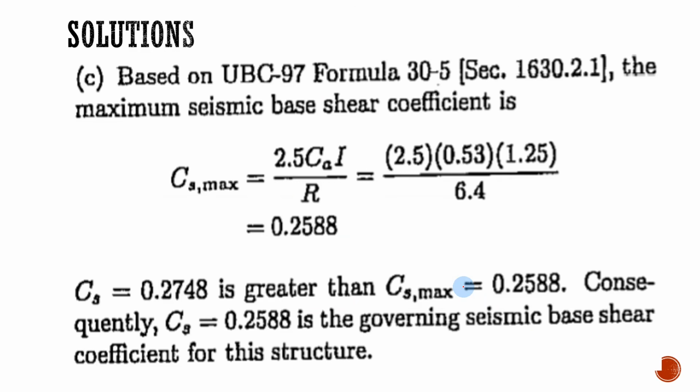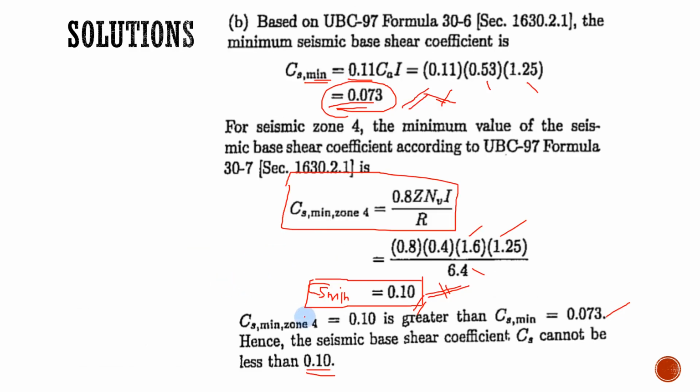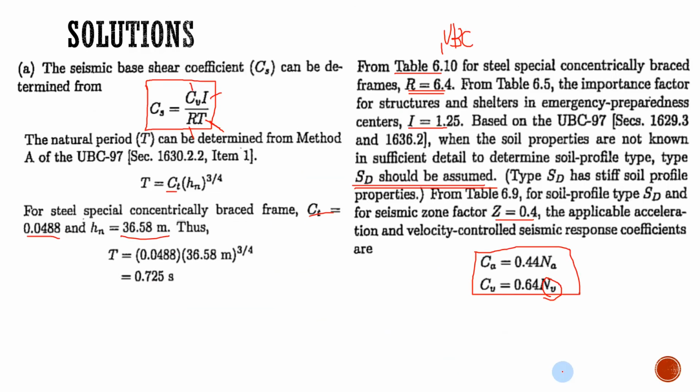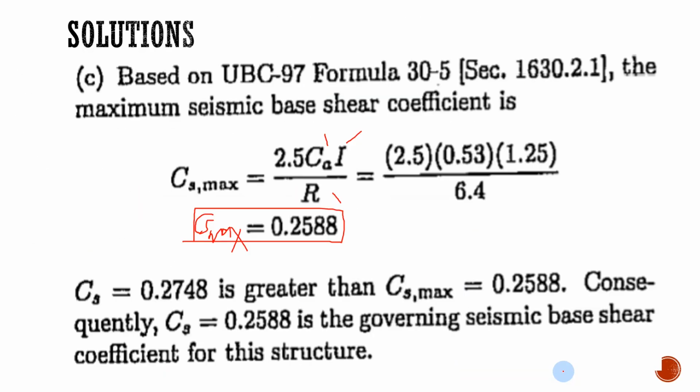For C, based on UBC 97, the maximum seismic base shear coefficient is given by this formula. Substitute again the values of CA, I and R, then CS max is 0.2588. Finally, you will conclude which CS to use for your base shear later. You take these four CS values and compare all of them. So CS is 0.2748.